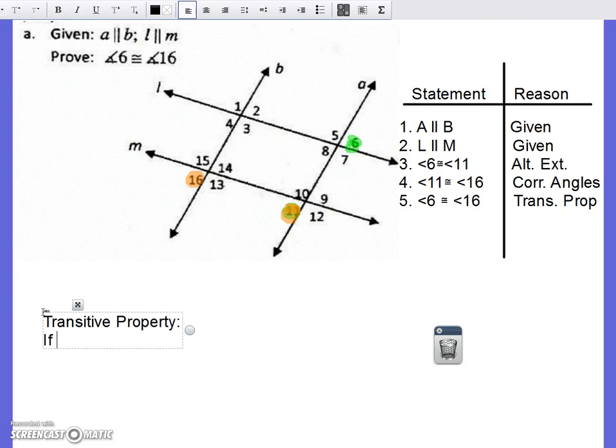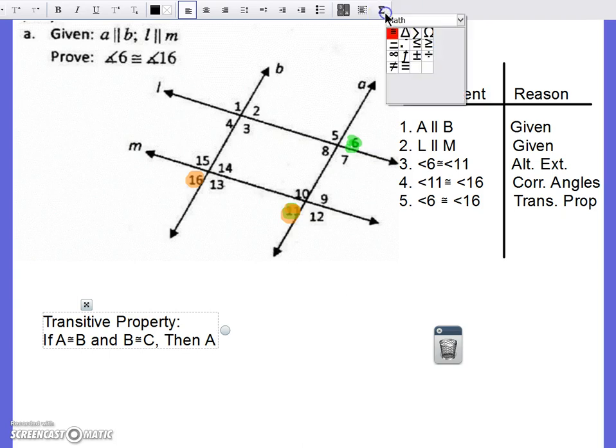if A is congruent to B and B is congruent to C, then A must be congruent to C. Well, that's the same thing that happens with these angles.